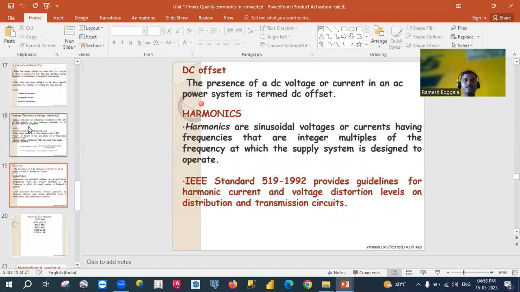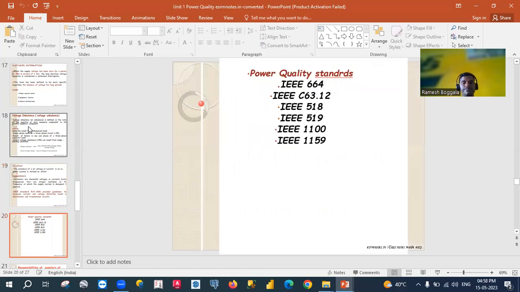Next, DC offset. The presence of a DC voltage or current in an AC power system is termed DC offset. Next, harmonics. Harmonics are sinusoidal voltages or currents having frequencies that are integer multiples of the fundamental frequency at which the supply system is designed to operate.